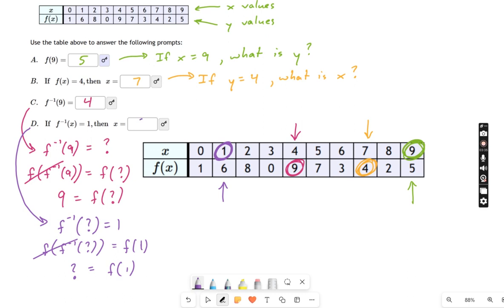So that'll be 6. Now, yeah, I know it says if x equals 6, but remember what x is representing. It's just representing the argument of the inverse function. So in this way, you kind of step through this table, keeping in mind what's the input and what's the output.